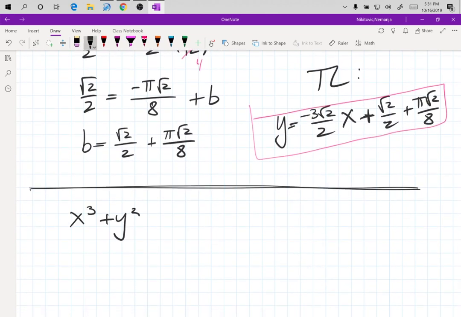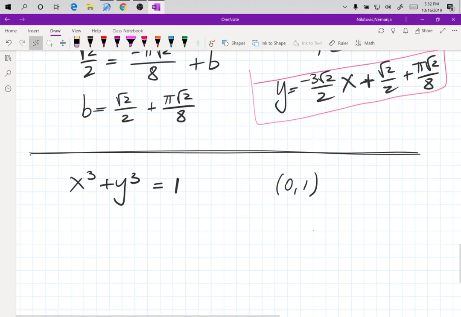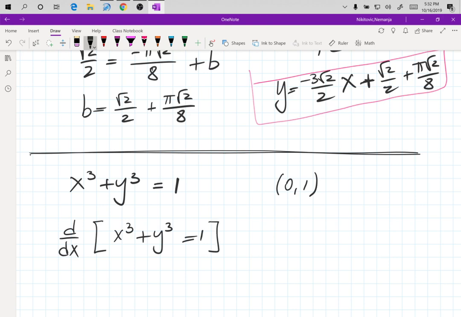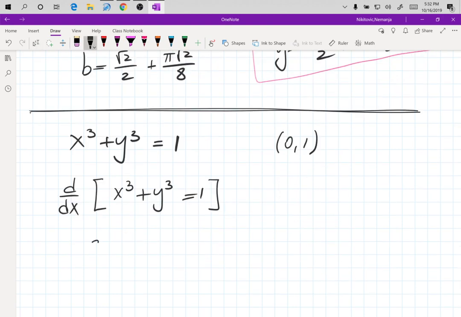x cubed plus y cubed equals 1. And the point of interest is 0, 1. So we find the derivative first. Now this is implicit. So we have to find the derivative using implicit rule. And that's going to be 3x squared plus 3y squared dy dx equals 0.